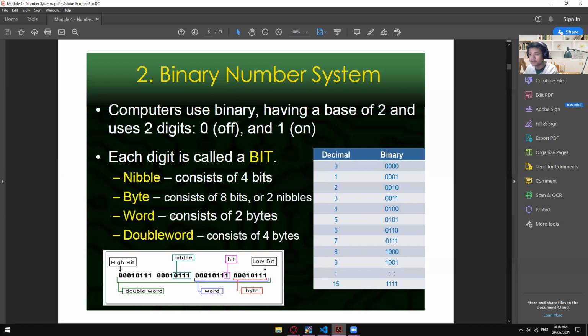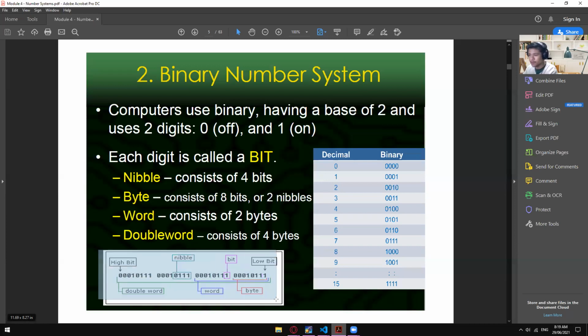We call that one word, but we don't usually use this when it comes to storage capacity. We always stick with byte, kilobyte, and then megabyte. But just to let you know, we also have this one. So 2 bytes is one word, and 4 bytes is a double word, which is equal to 32-bit.